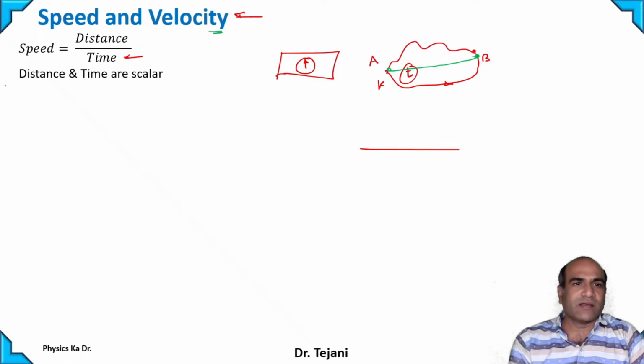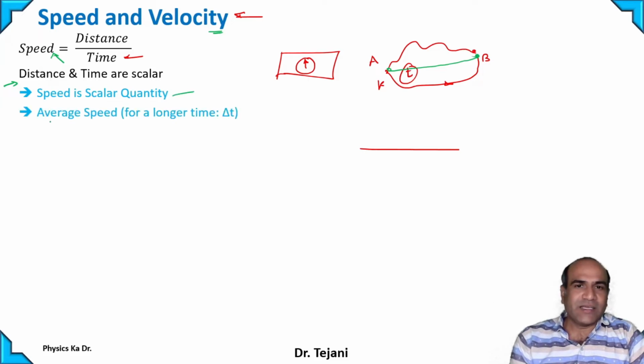Then here, in the last session also we have checked that distance and time are both scalar quantities, so the ultimate quotient should be a scalar quantity. That means speed is a scalar quantity.